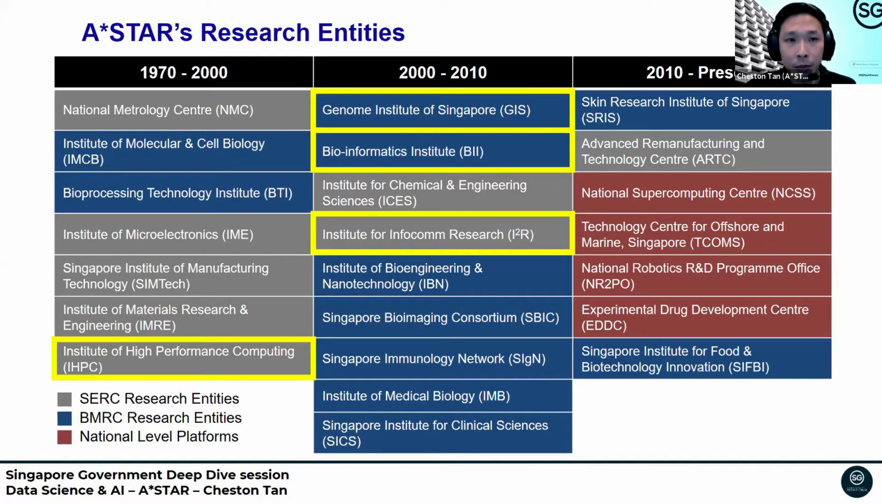The second one I want to point out is IHPC, the Institute for High Performance Computing. This is an institute of about 300 people, and about 100 of them work in AI and data science. And on the biomedical side, if that's what you're interested in, there is the Genome Institute of Singapore, as well as the Bioinformatics Institute. So in total, across the whole of A-Star, I would say about 500 plus researchers in AI and data science. I also want to mention briefly that in red, you can see here that A-Star holds some national platforms, including the National Supercomputing Center, as well as the National Robotics R&D Program Office.